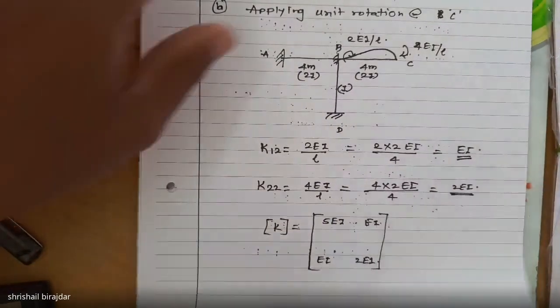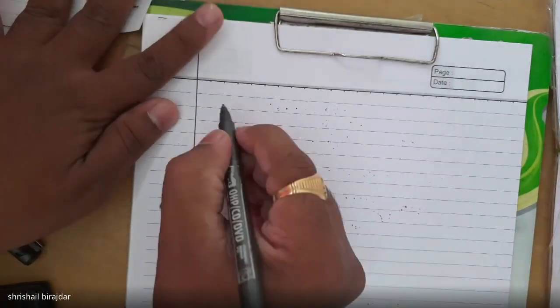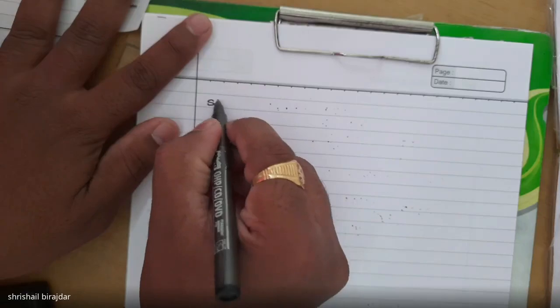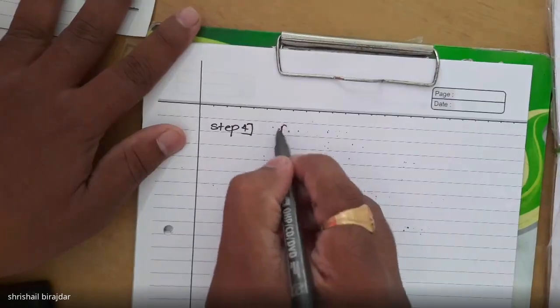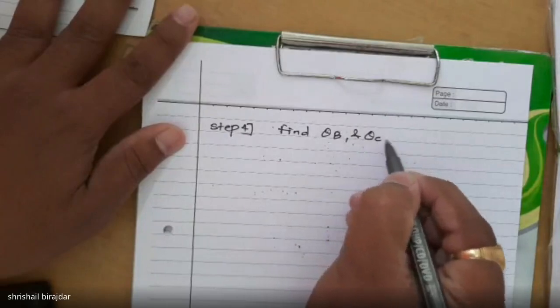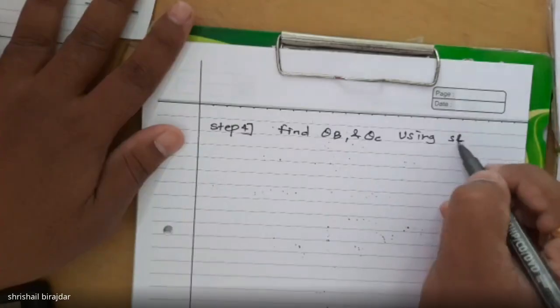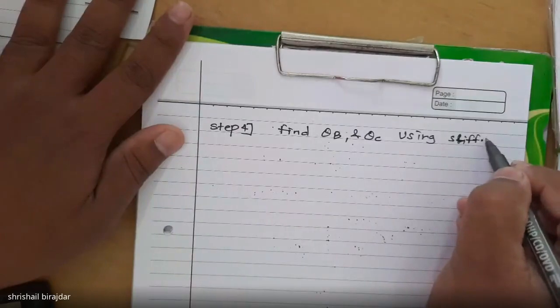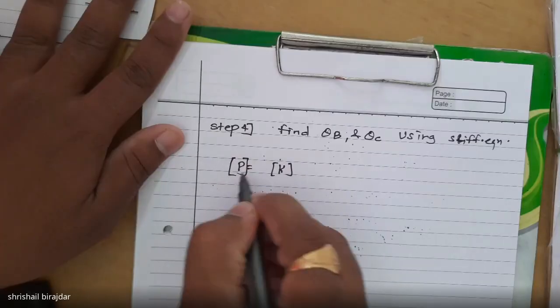Then next, find out the next step, number 4. Find the unknowns, theta B and theta C, using the stiffness equation. What is the stiffness equation? P is equal to K delta.